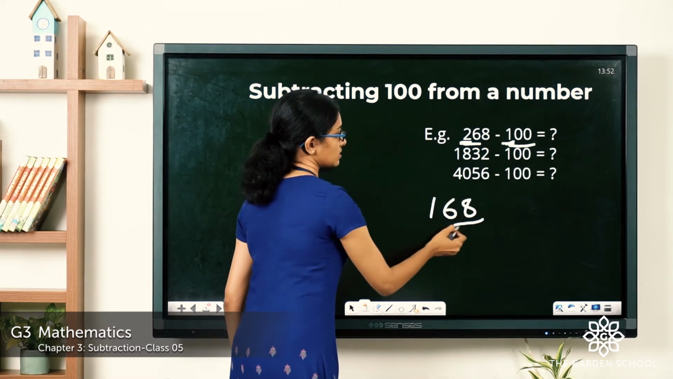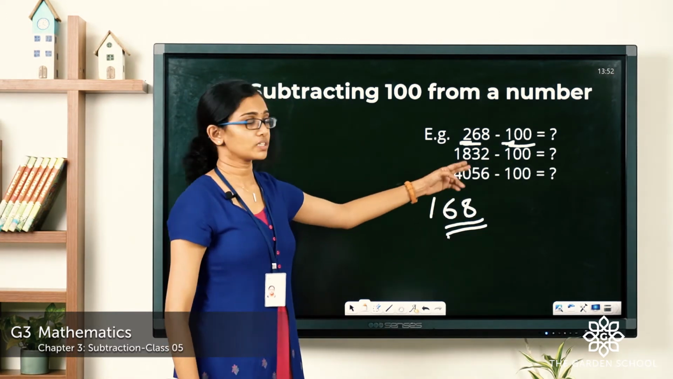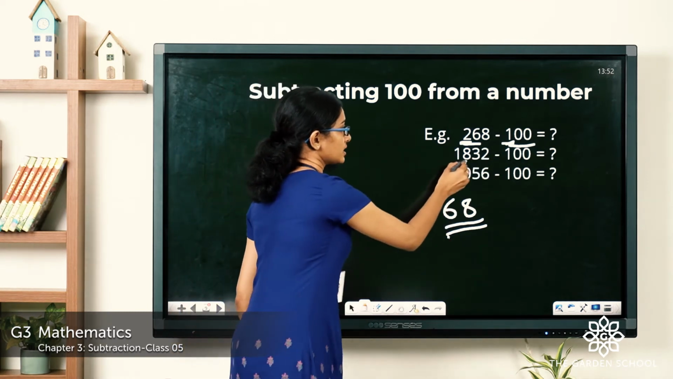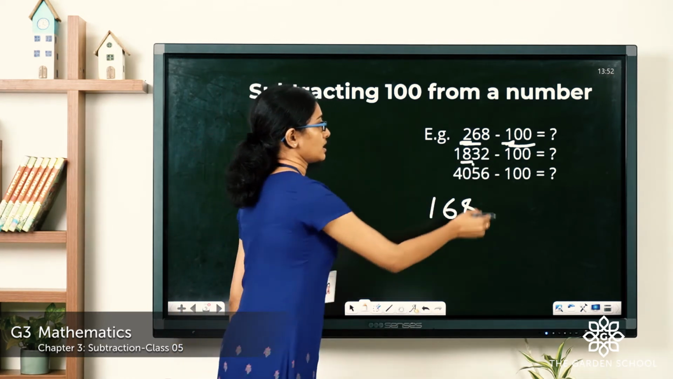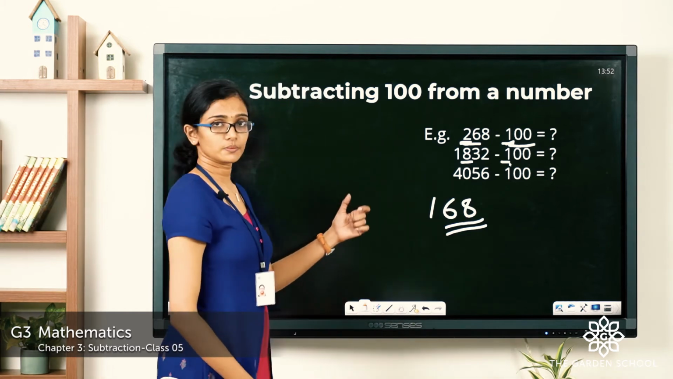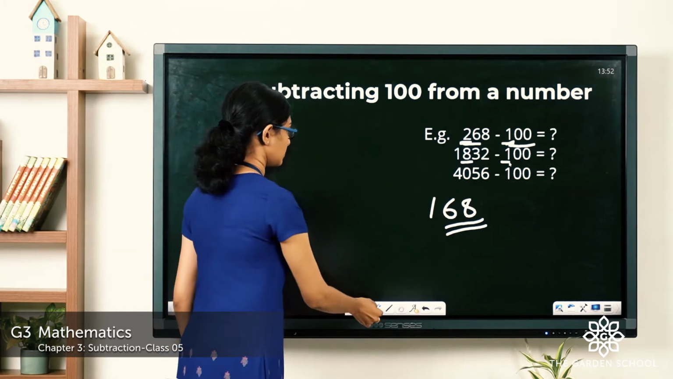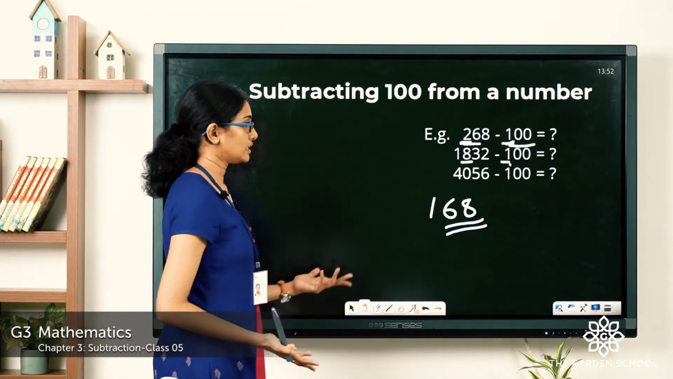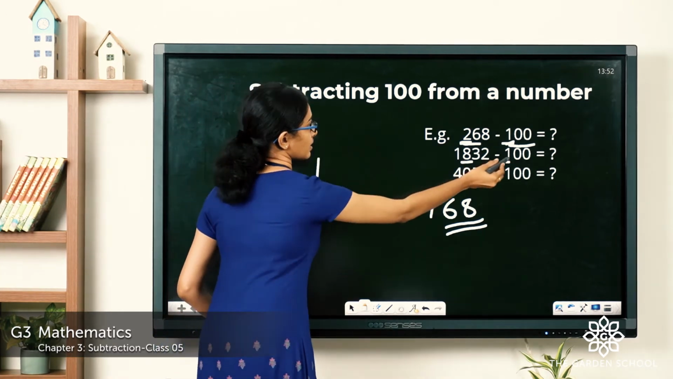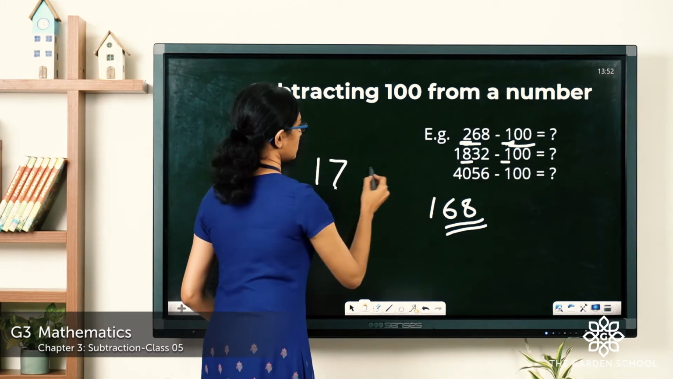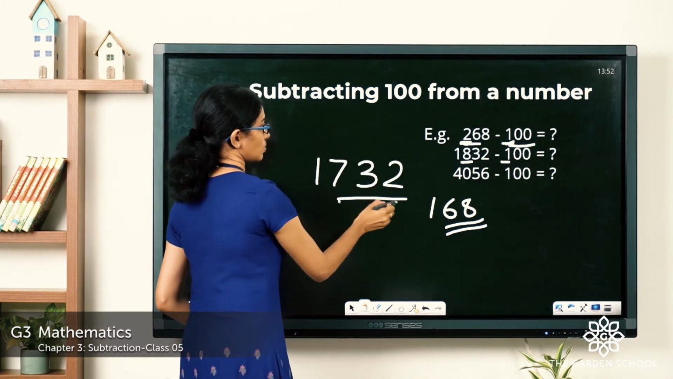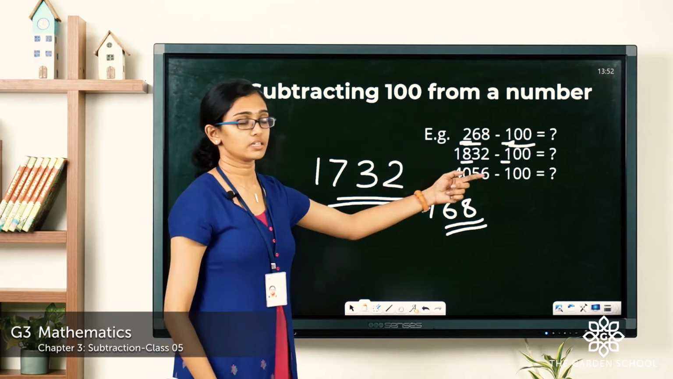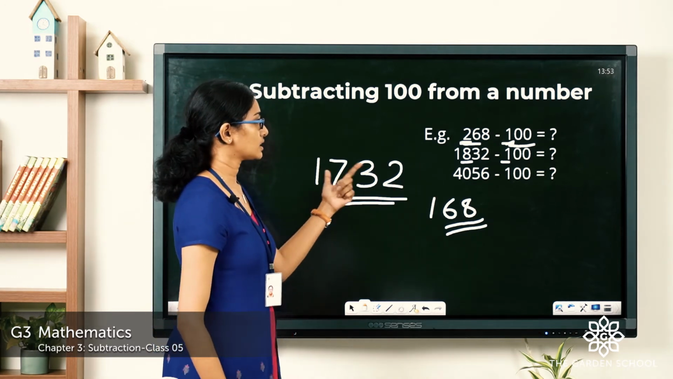Then 168. So what about 1832 minus 100? Here the hundreds digit is 8 and here 1. So 8 is bigger, so you can easily do the subtraction as 8 minus 1. All the other digits remain unchanged. So it is 1, 8 minus 1, 7, then 3, 2. So 1832 minus 100 will be 1732.